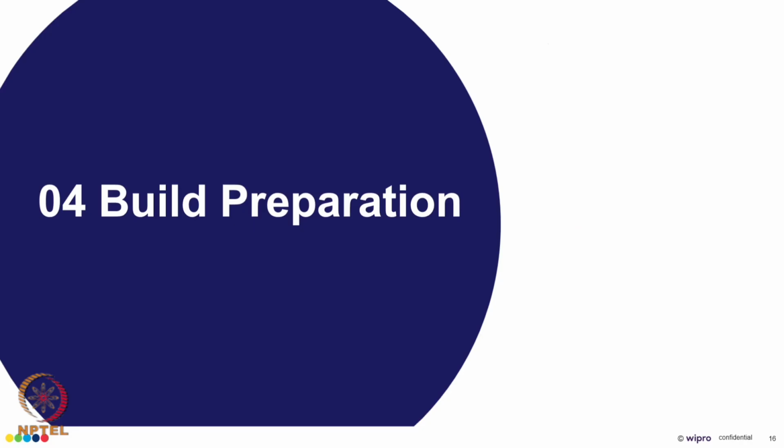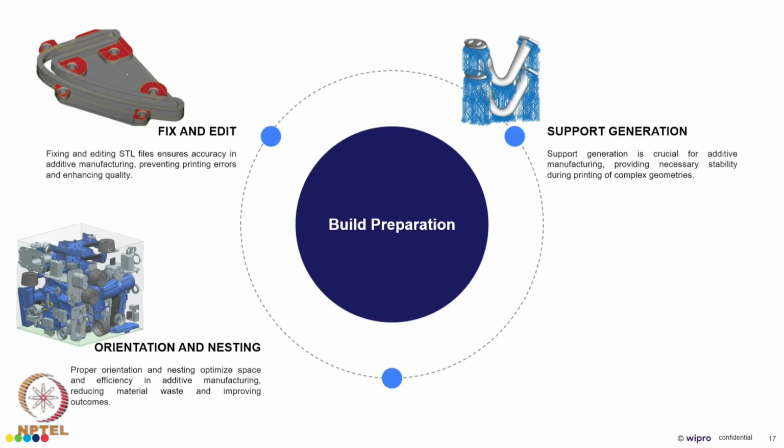Coming to the fourth process domain in our list, that is build preparation. This is a very crucial step in our AM process, because here only we are making sure all our digital files, that is basically an STL file, is perfect for getting it printed, and we make sure based upon a particular technology we provide that particular type of supports, and even orientation and nesting kind of things come into the picture.